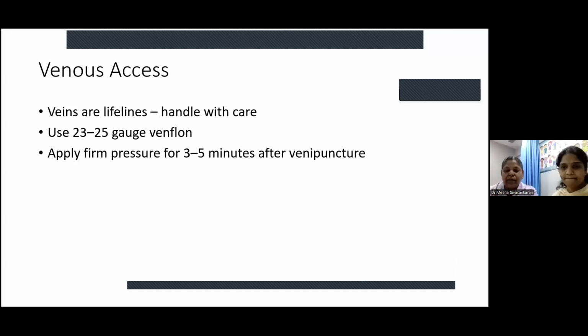Safety check prior to and during administration of blood products, we can see now.